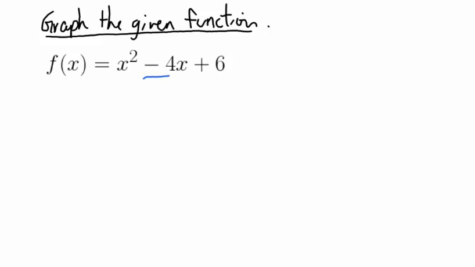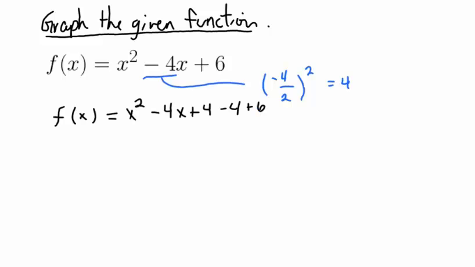So we take a look at our b term here, which is -4. We're going to take -4, divide by 2, and square. -4 divided by 2 is -2, and when we square that, we should get a positive 4. So we need to add and subtract 4.